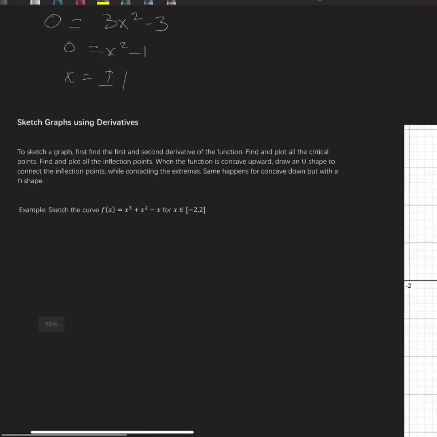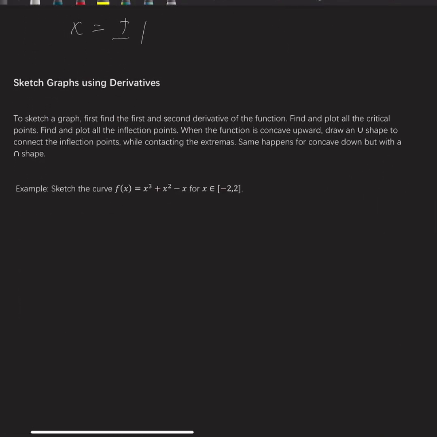So next, we will sketch a graph using derivatives. To sketch a graph, first find the first and second derivative functions and plot all the critical points. And we will plot all the inflection points. With concave upward, we just draw a U-shape to connect the inflection point while touching the extremas. And same for the concave downward, but with a downward U-shape.